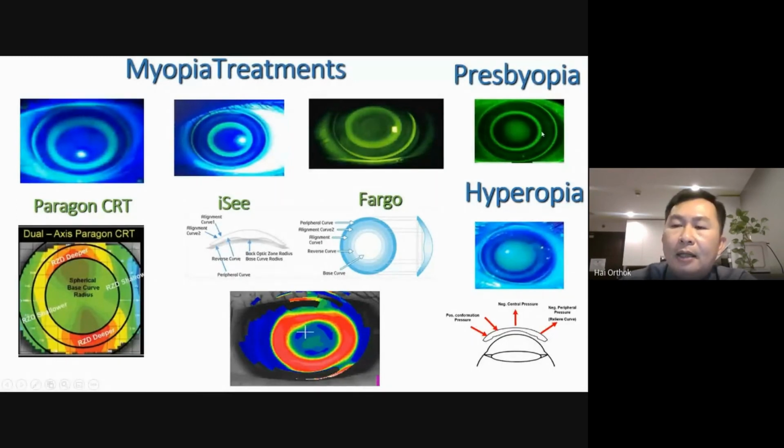Then on the right-hand side, we have a hyperopic design and a presbyopia design. We will see that we contribute the force on this design on the inner and outer of the alignment of the reverse zone right here. And we create the negative force on the central cornea. So we steepen the cornea at around 4 millimeter with the hyperopic lens, and we steepen the central cornea at about 2 millimeter with the presbyopic lens.